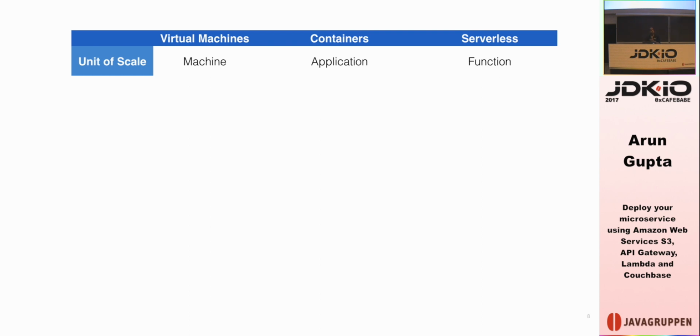In terms of virtual machine, your unit of scale, as we say, is a virtual machine. So if you want to scale your pool of virtual machines, you add one more virtual machine to it. In terms of containers, typically your container is packaged as an application itself, so you can scale your application. And in terms of serverless, or a better term for that is function as a service, your unit of scale is a function, because your application consists of multiple functions, and you can scale that one function by itself.